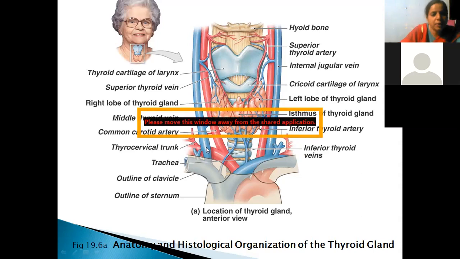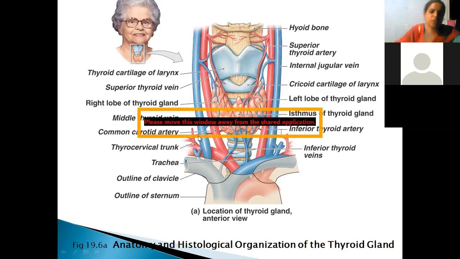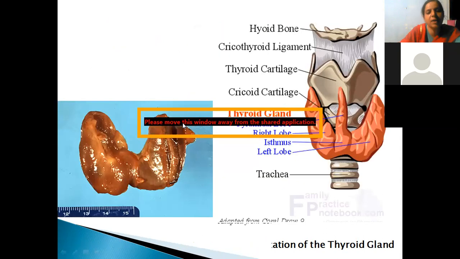The superior thyroid artery is a branch of the external carotid artery. This whole artery we are seeing is the external carotid artery. The inferior thyroid artery is actually coming from the thyrocervical trunk from behind. The subclavian artery's branch, the thyrocervical trunk, gives the inferior thyroid artery. The superior thyroid artery and inferior thyroid artery anastomose within the thyroid gland.